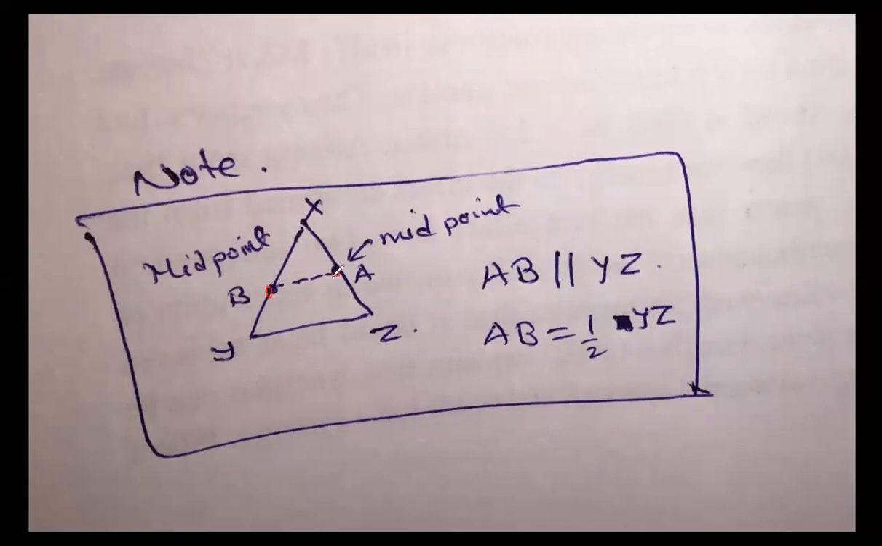If a line is drawn from the midpoints of a triangle, from these two midpoints, then they are going to be parallel. So this AB is going to be parallel with YZ. And the next thing was also there: if they are parallel to each other in this way, drawn from the midpoints, then AB is going to be half of YZ, otherwise YZ is going to be double of AB. This thing we are not going to use over here. We are going to use this principle: AB is parallel to YZ.